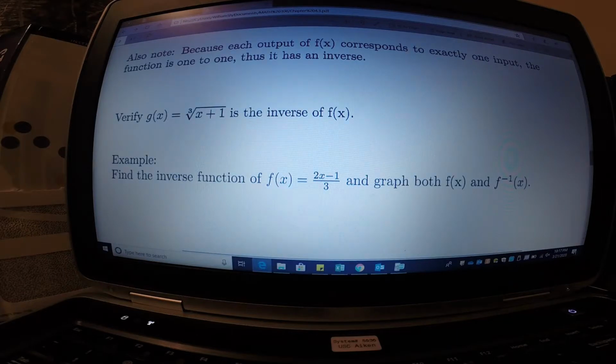So moving right on along, it says also note, because each output of f of x corresponds to exactly one input, the function is 1-to-1, thus has an inverse. So next thing that it wants us to do is verify that last thing we did. It says verify that g of x equals the cube root of x plus 1 is the inverse of f of x. Now how do we do that? Okay, let's go to the board. We'll show you.